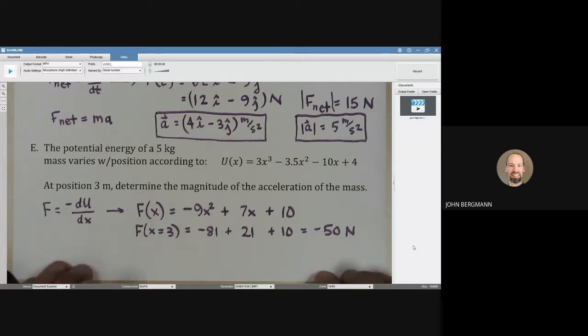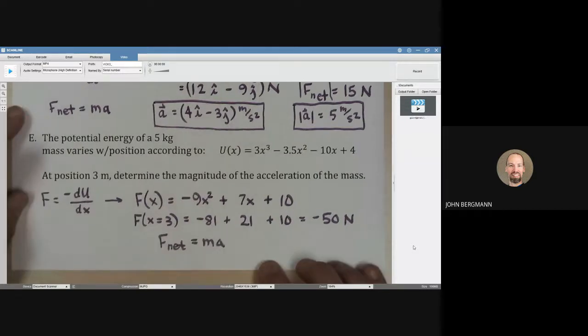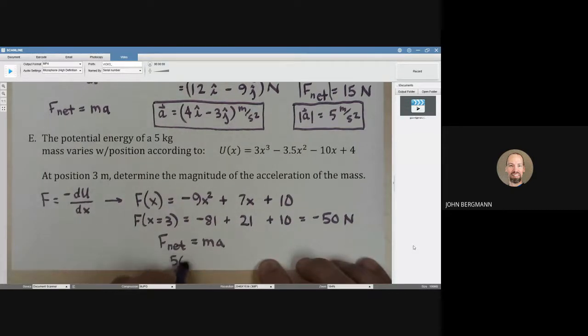Well, if we have the magnitude of the force being 50, and we have the mass being 5, then according to Newton's second law, the magnitude of the force is 50, the mass is 5, so what's the acceleration? It looks to me like the magnitude of the acceleration is going to be 10 meters per second squared.